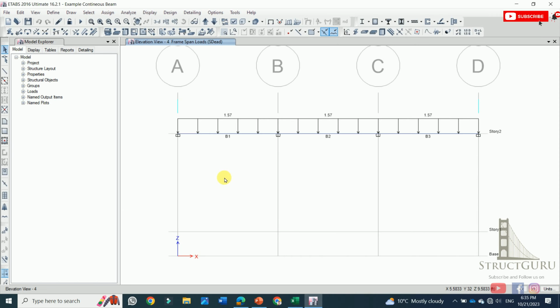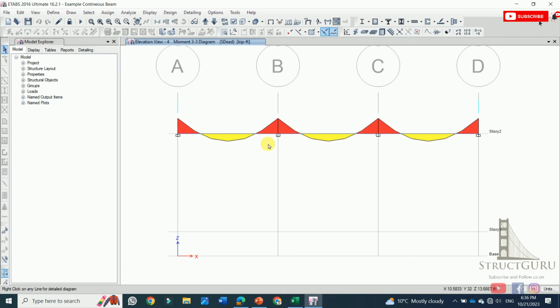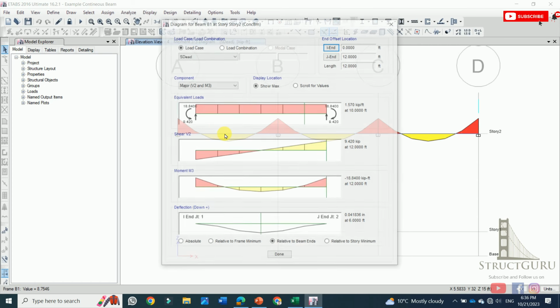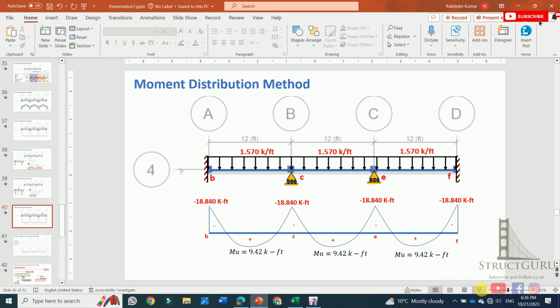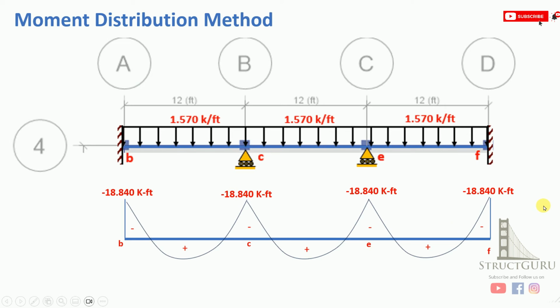In order to shorten the video time, I have already modeled the continuous beam, which we have solved by hand calculation. As you can see, it is giving a similar bending moment diagram to the way we have computed for our case. So let's compare the values. Yes, the maximum negative moment we are getting is 18.84 at the joint. In order to find out the moment at the mid span, which is 6 feet, this will give us 9.42. And we got similar values by using the moment distribution method.